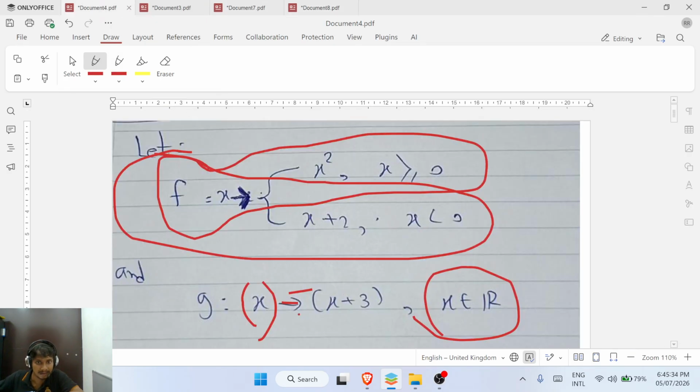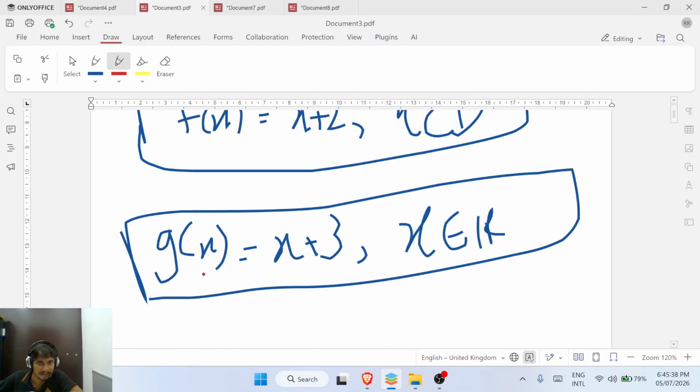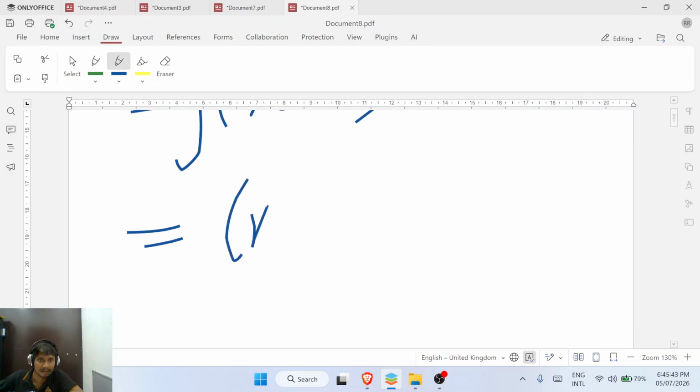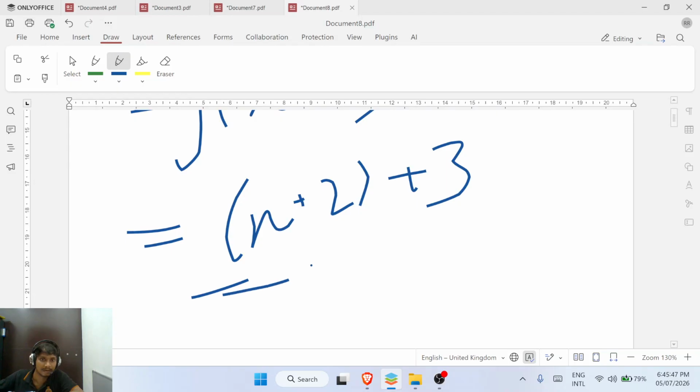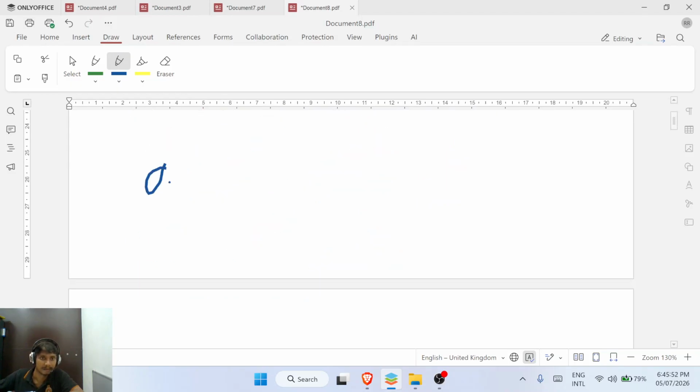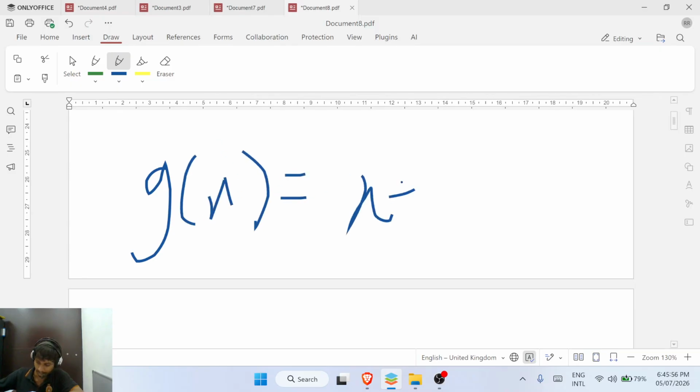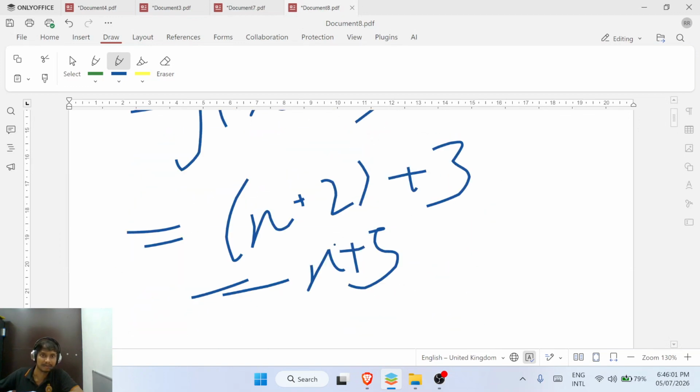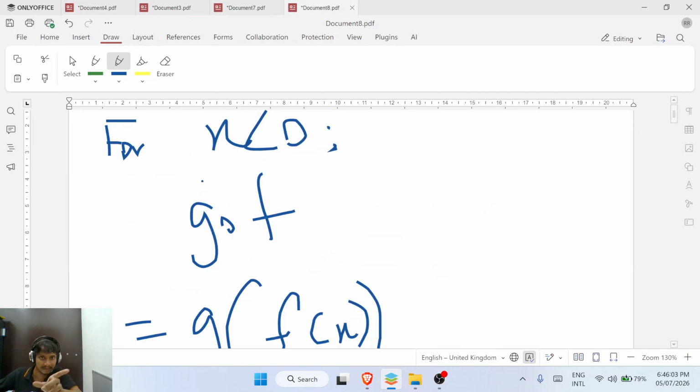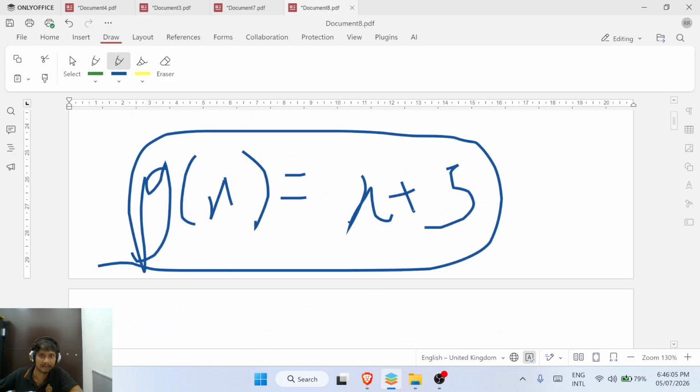g of x is x plus 3. Therefore, g of x plus 2 is equal to x plus 2 plus 3, which is x plus 5. Therefore, g of f of x is equal to x plus 5 for x less than 0.